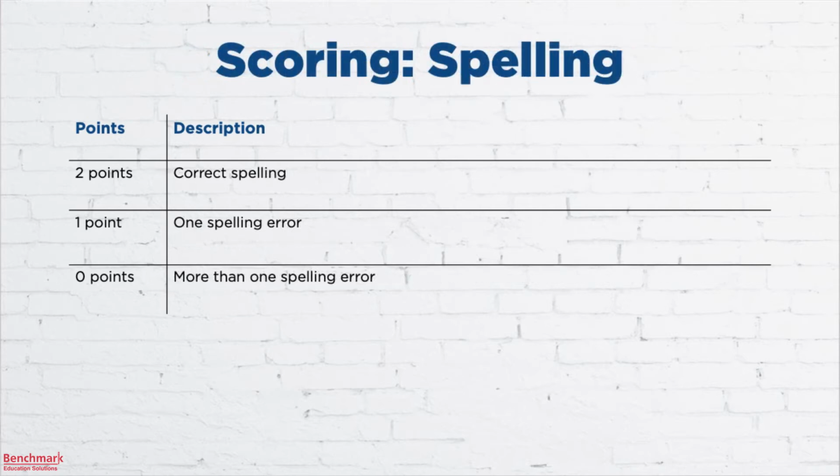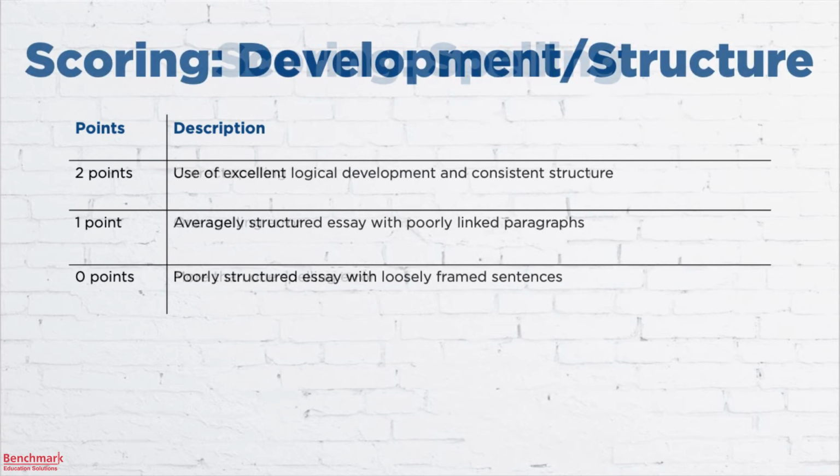As you may have seen with some other question types, spelling is very important. Notice how one spelling error would still result in 1 point. Make sure you're being consistent with your use of either UK or US spelling too. Next is how you develop the ideas in your essay and how well you construct your sentences to move easily from idea to idea. You will need to focus on your logical development as well as organizing your paragraphs.